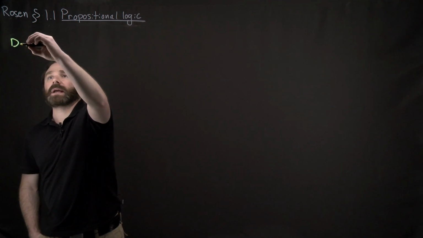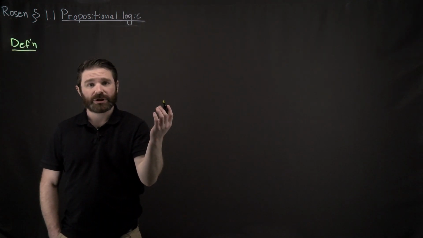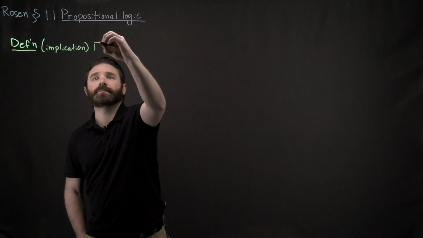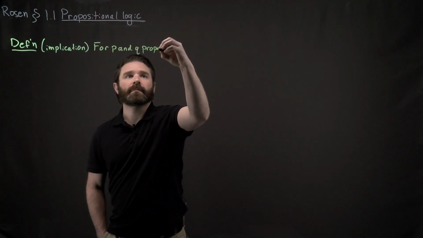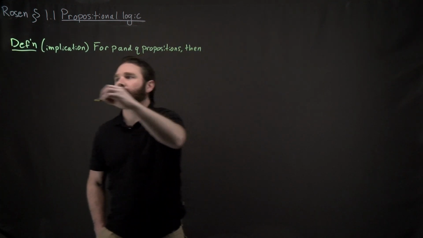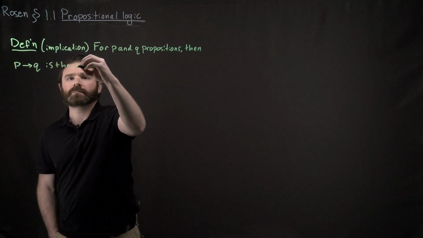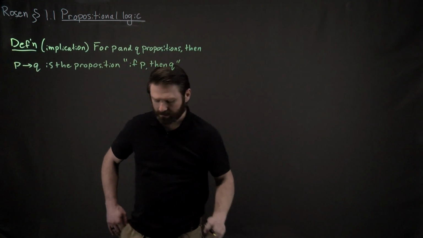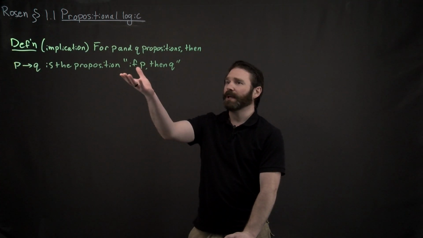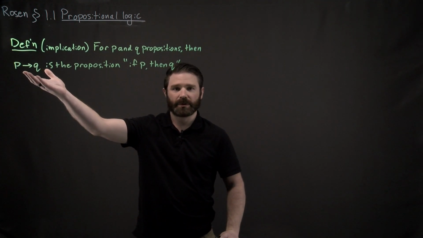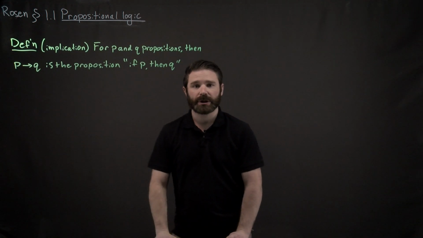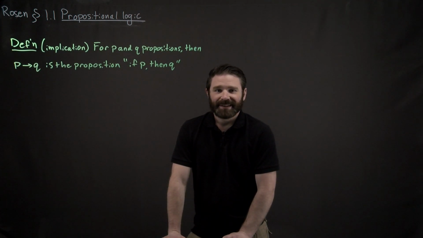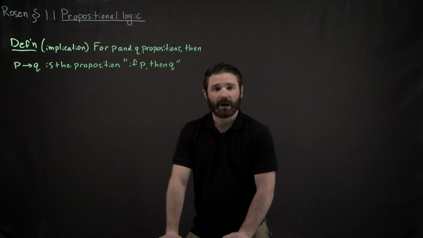So once again, we have a definition, and this is going to be the definition of implication. It is as follows. Seems pretty simple, right? For P and Q propositions, then this bunch of symbols right here, which we can read P implies Q, is the proposition if P, then Q. But this very simple definition sort of hides the complexity behind this logical operator.